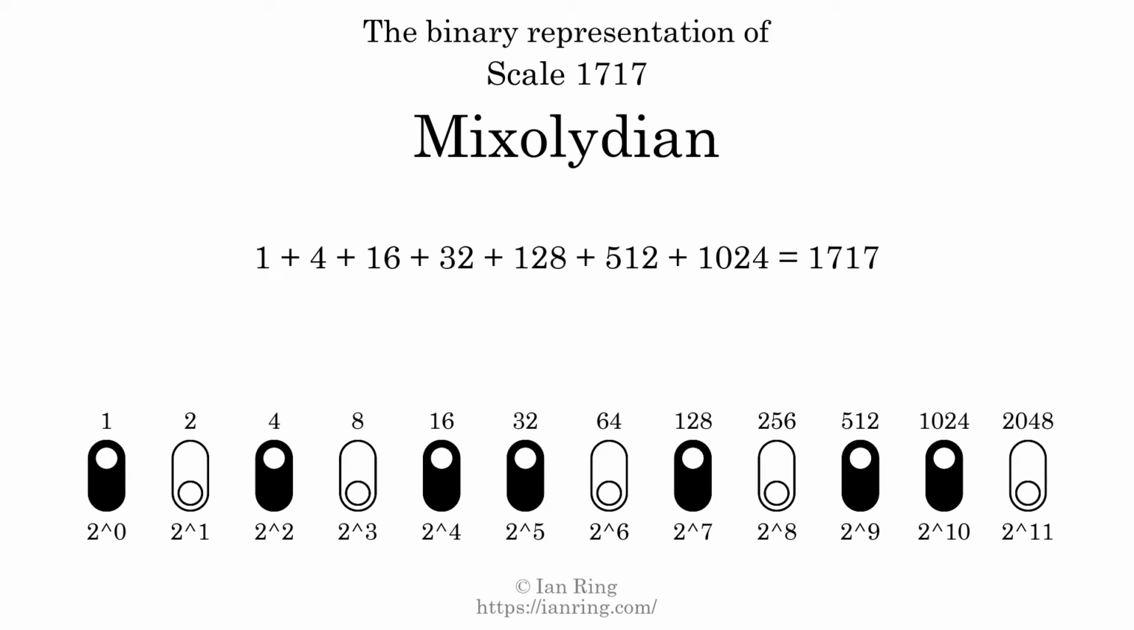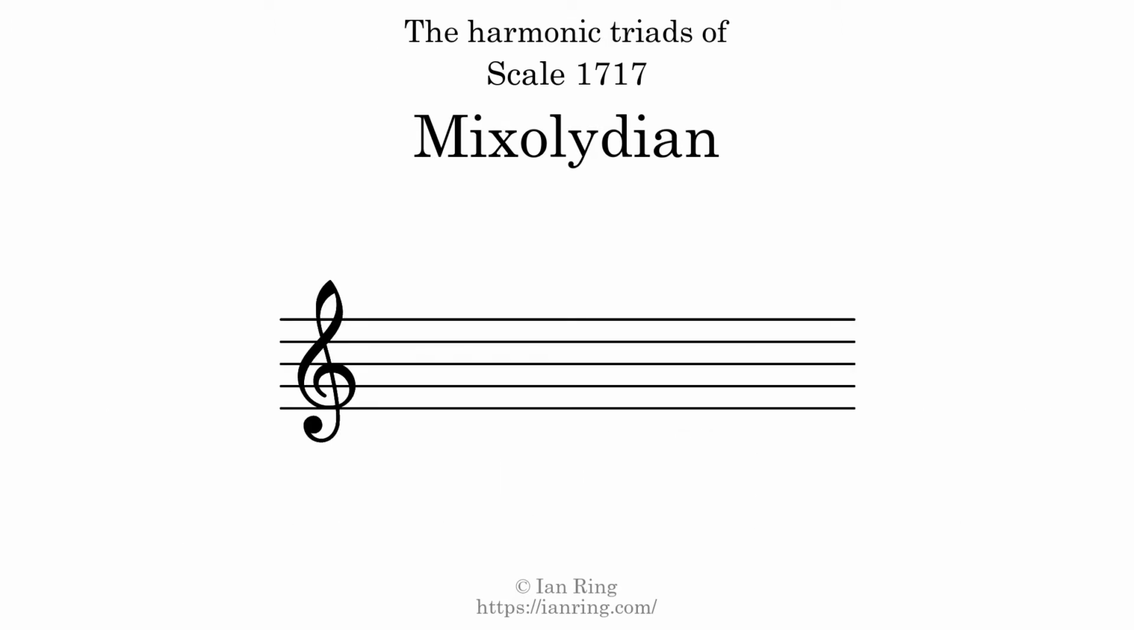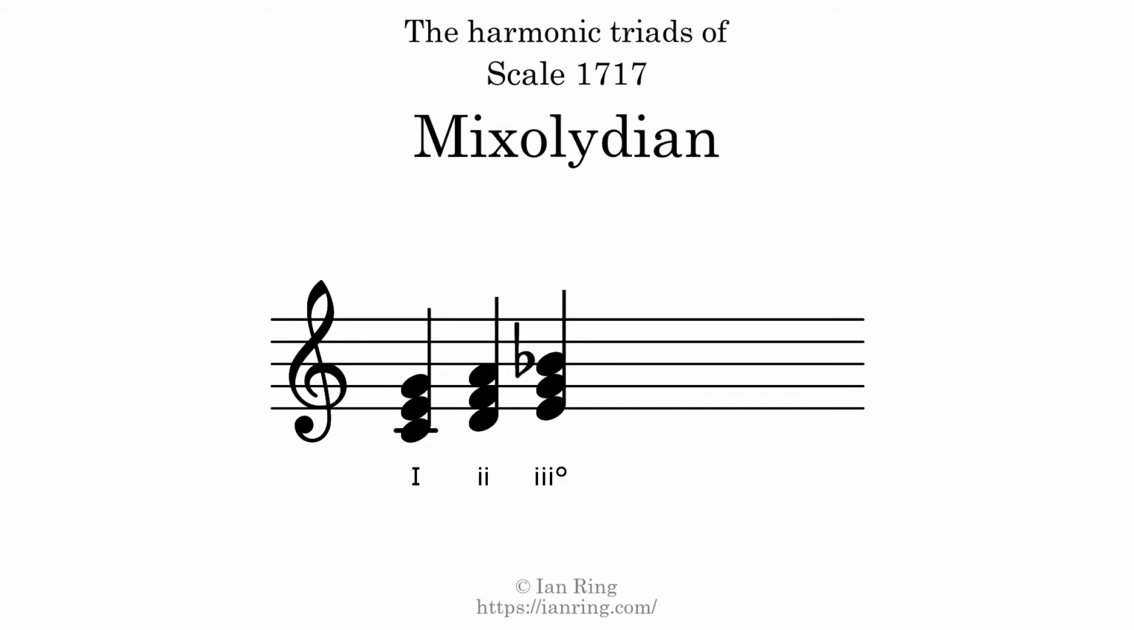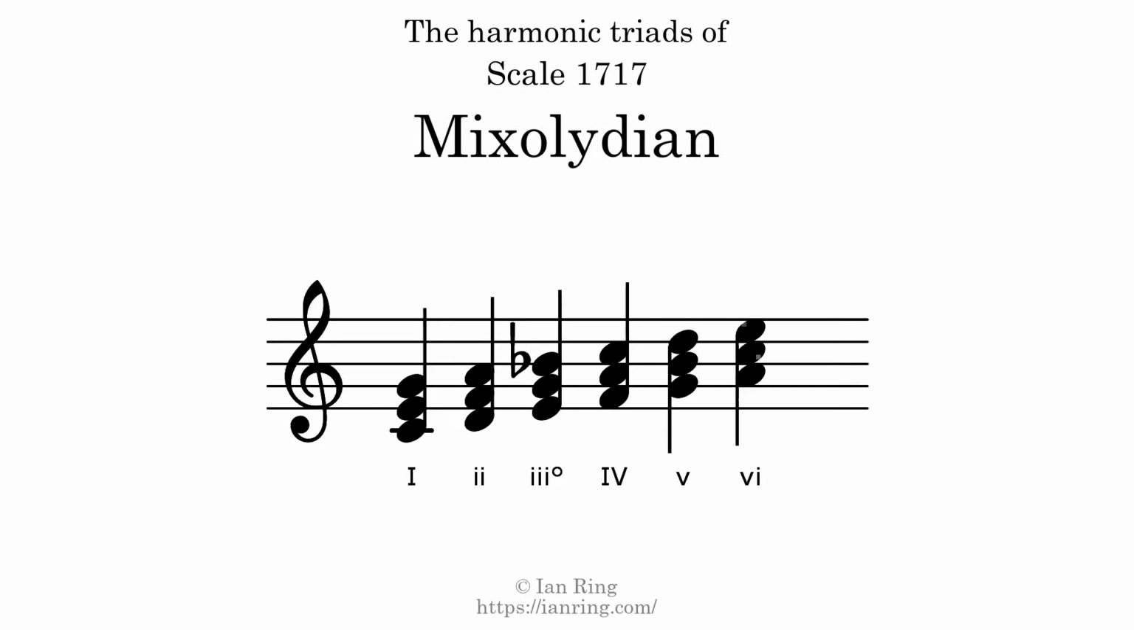1717. The scale number not only enumerates the scale with a unique index, but it also literally describes the tonal content of the scale. Represented as a binary number in base 2, the scale number is 0110101010101. Here are the harmonic triads present in this scale: major, minor, diminished, major, minor, minor, major.